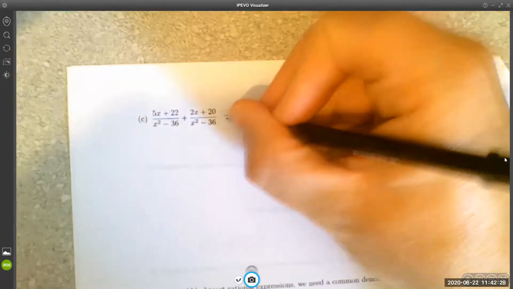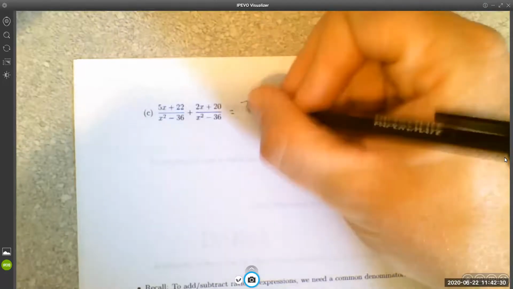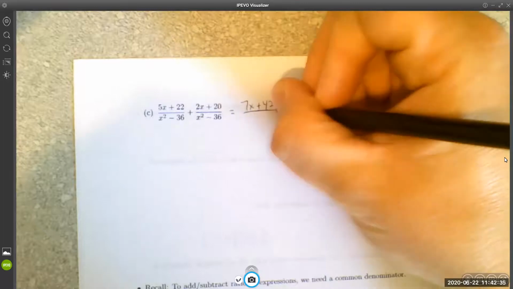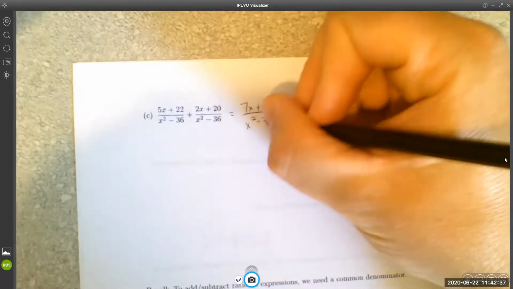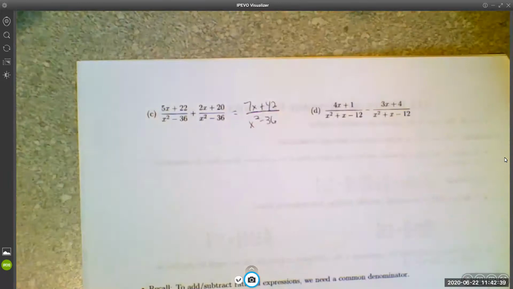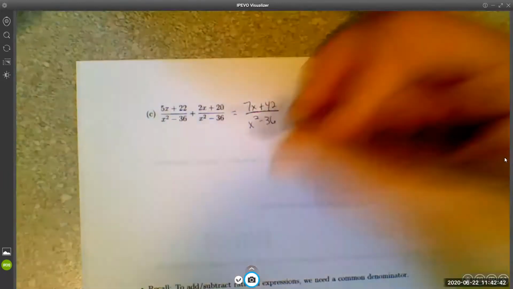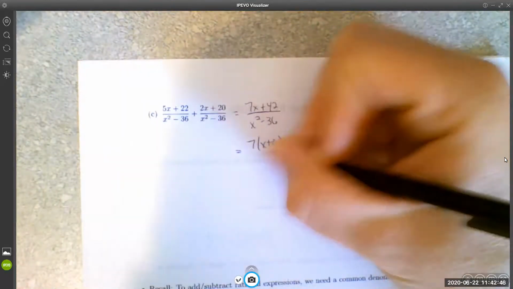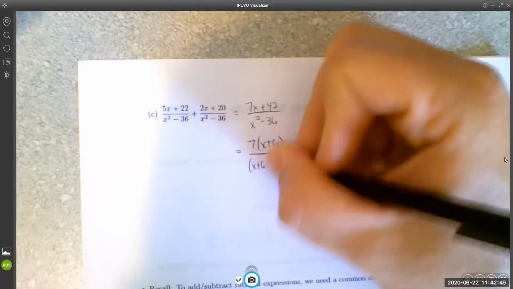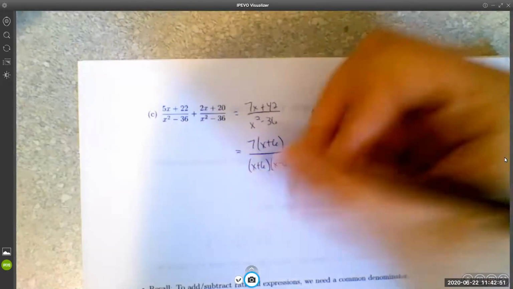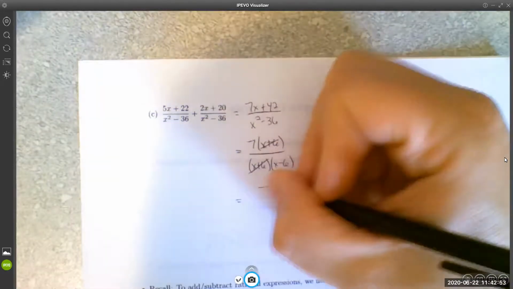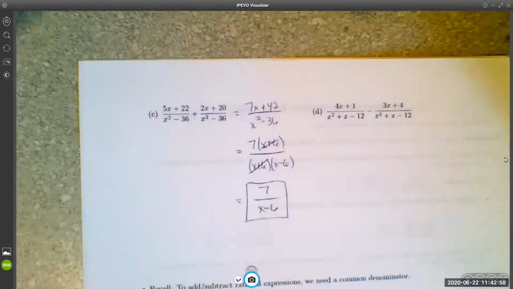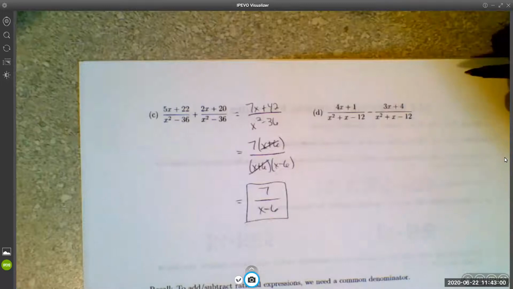If the denominator is the same, you just add the numerators and leave the denominators unchanged. So I'm going to add 5x plus 2x, 22 plus 20, divide by x squared minus 36. The only thing you should do is try to simplify if you can. So when you get to this step, you can factor, and then cancel common factors if there are any. So in this case, we end up with 7 times x, or 7 over x minus 6.